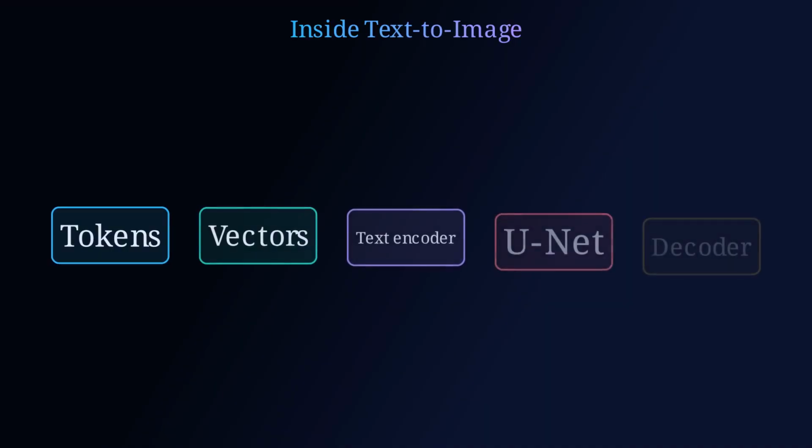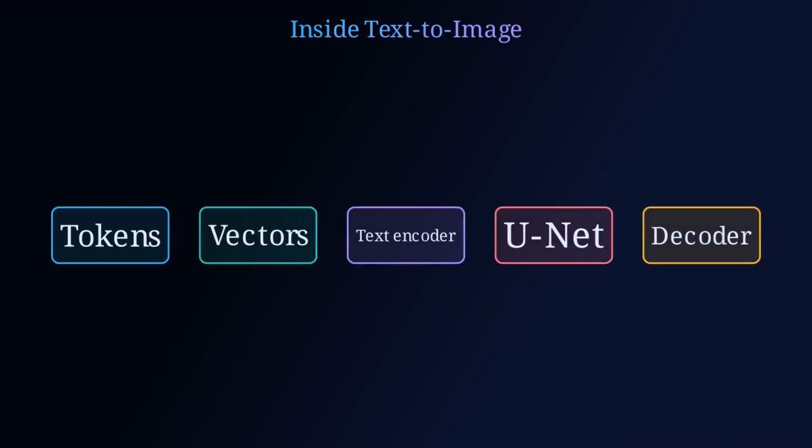Let's rewind and see the whole chain in one breath. Your sentence was chopped into tokens. The tokens became vectors. The text encoder blended them into a bundle of meaning. That bundle guided a U-Net as it denoised a tiny latent from static into structure, and a decoder blew that latent up into pixels.